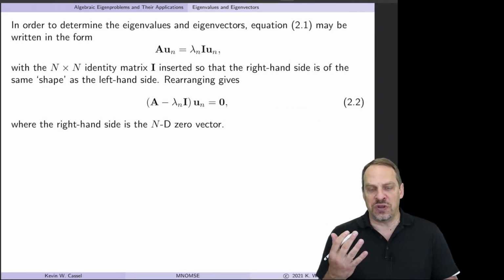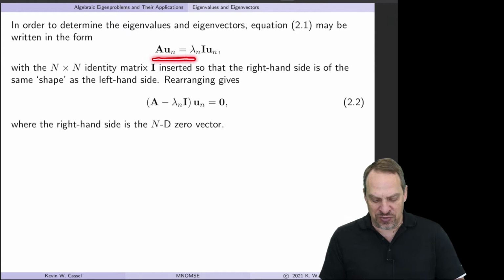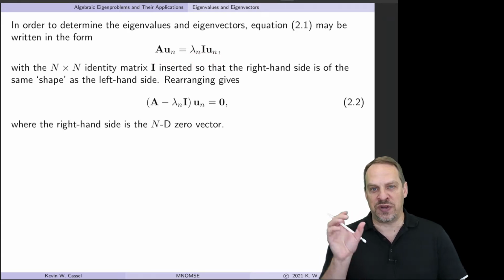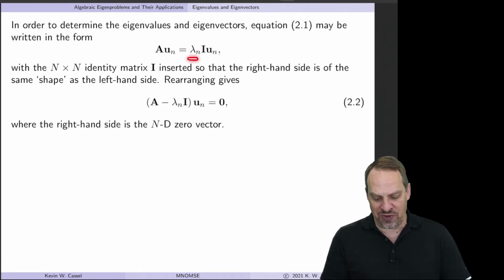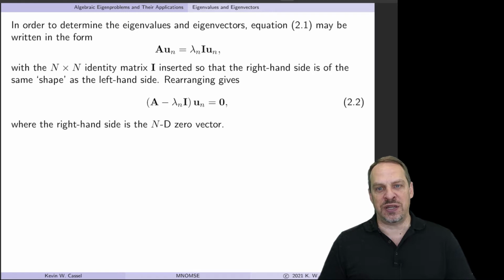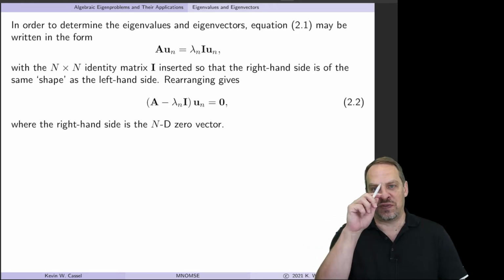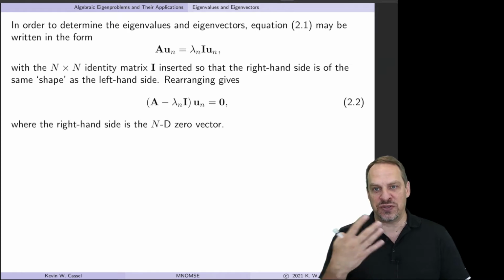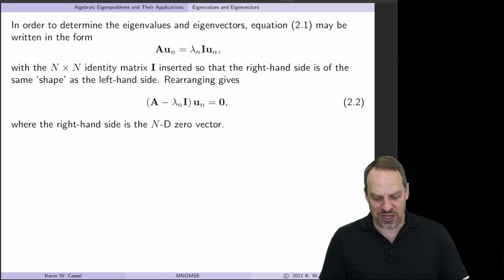Okay, so how do we actually solve it? Well, we have Au is equal to lambda u. I want to make the right-hand side the same size and shape as the left-hand side. The left-hand side, I have an n by n matrix times an n by 1 vector. On the right, we have lambda times u. Lambda is a scalar. u, again, is an n by 1 vector. So to make them the same shape, I'm going to multiply by an identity matrix I. This is an n by n identity matrix: 1's down the main diagonal, 0's everywhere else. It's like multiplying by 1. It doesn't change anything. It's just making the right-hand side the same shape as the left-hand side.